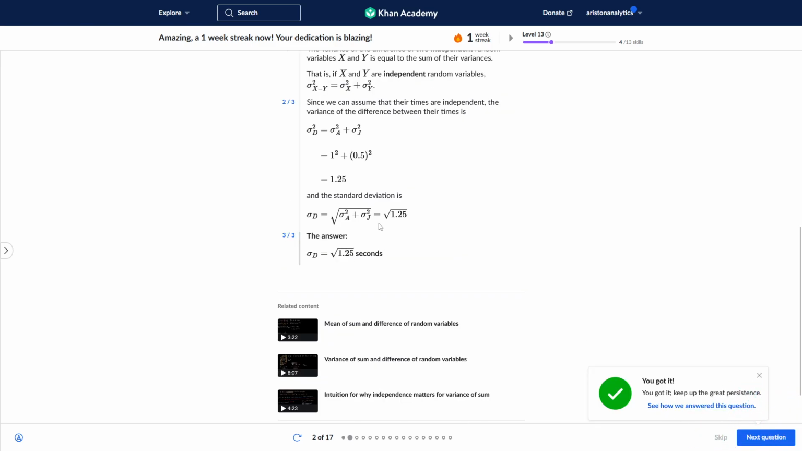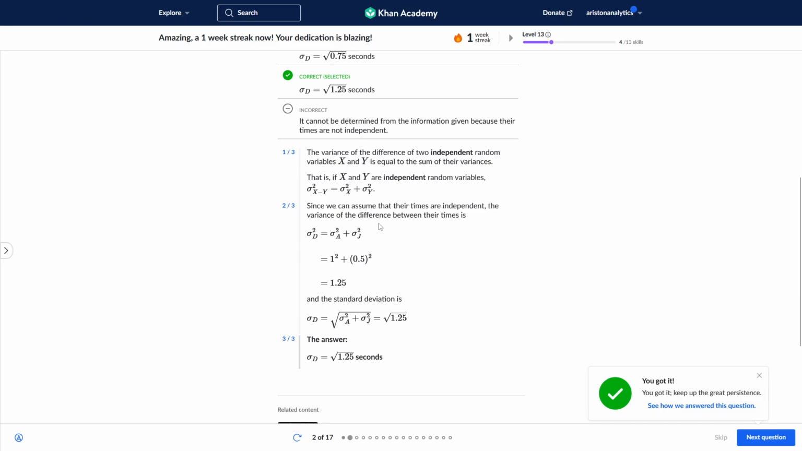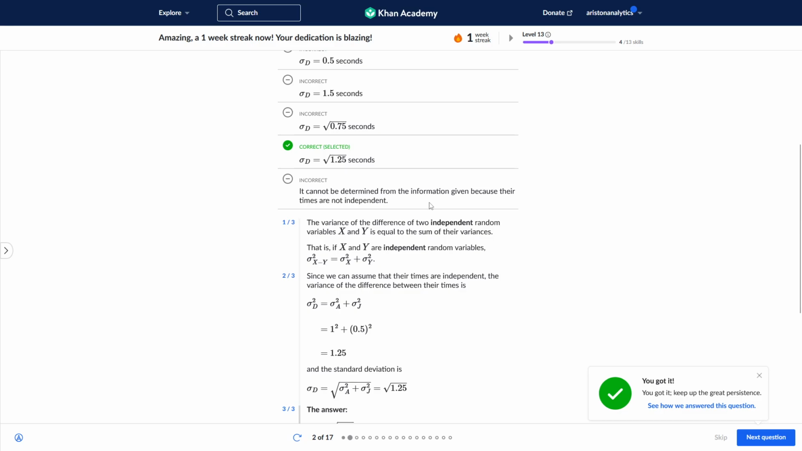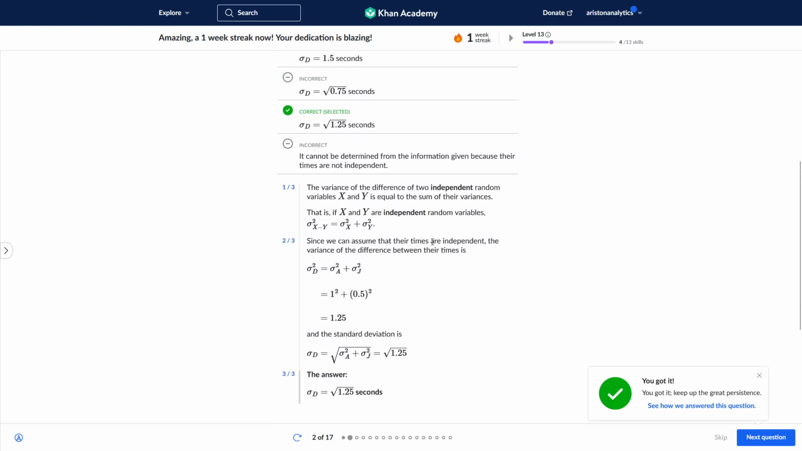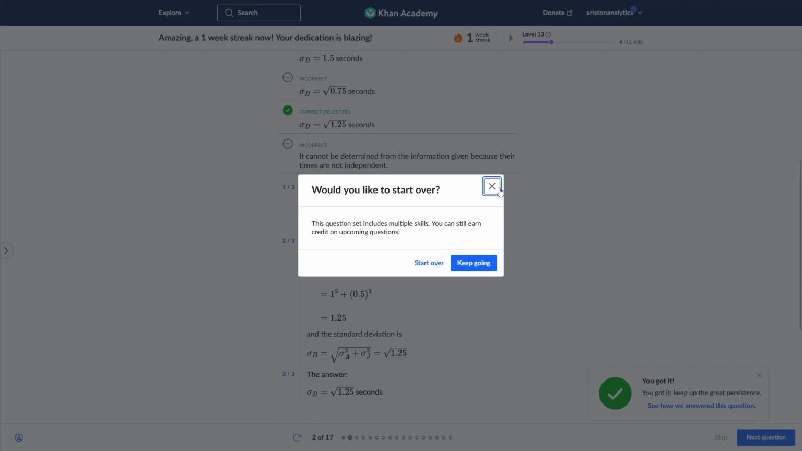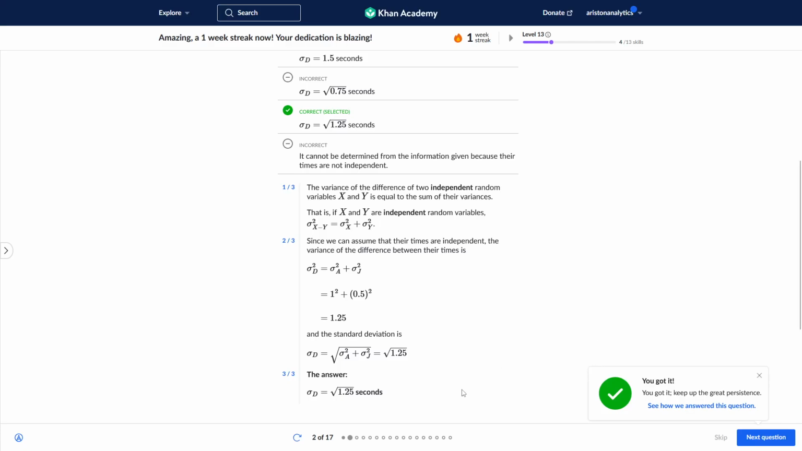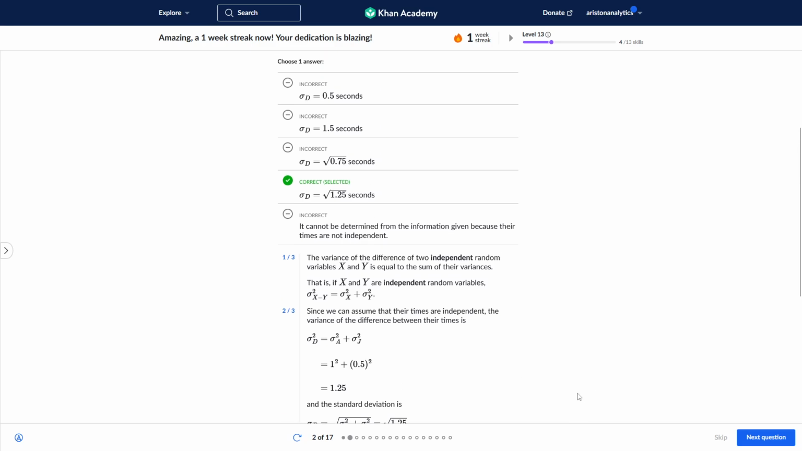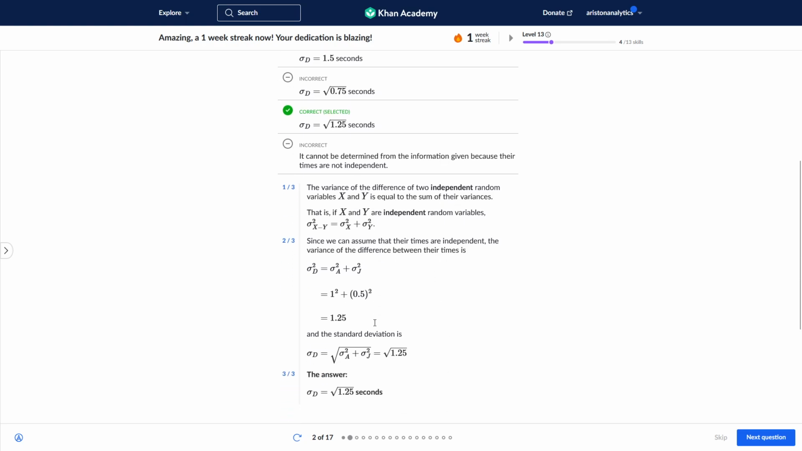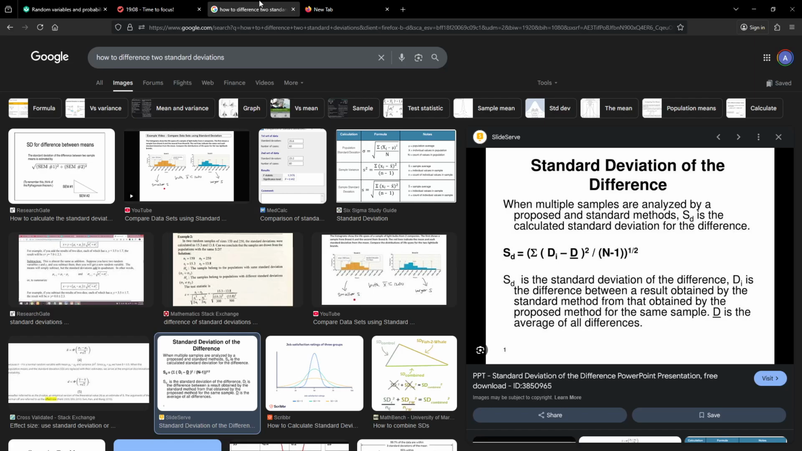See how we answered this question. We'll just go through a bunch of questions and then we'll just redo the whole thing. Between their times is 1 squared plus 0.5 squared. This is literally the formula I was looking for and I could not find it. So stupid.